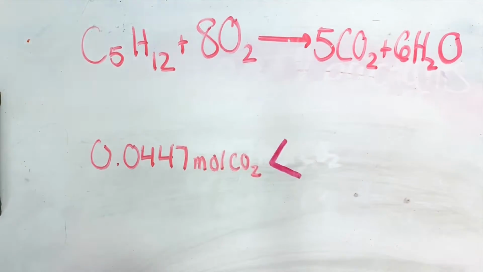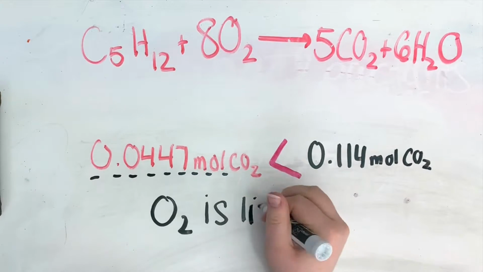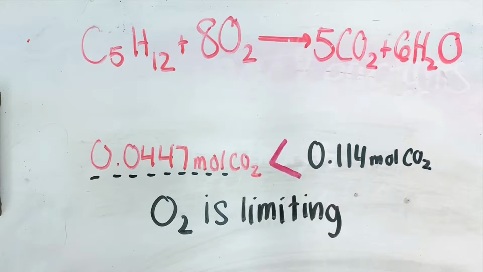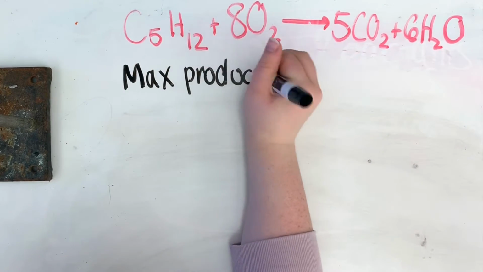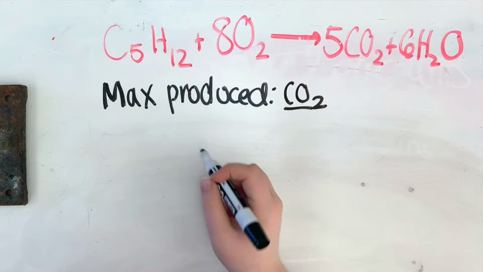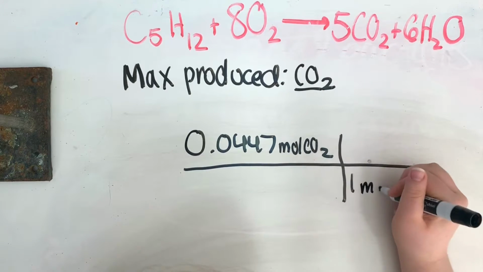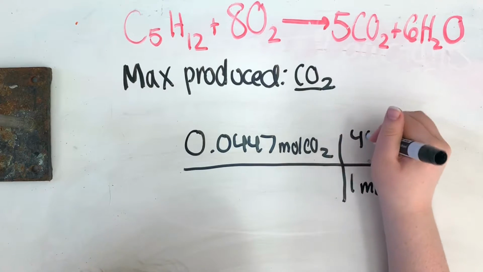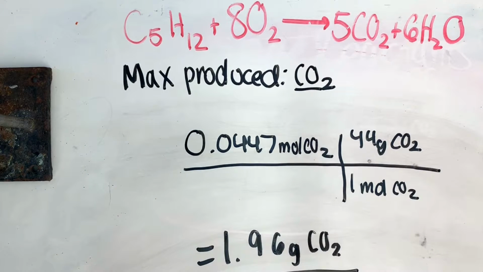And this makes sense because limiting reactants, by definition, limit how much a reaction can occur. And therefore, if the oxygen can produce less CO2 than the pentane can, the oxygen runs out faster, and therefore, it's the limiting reactant. Now, to determine the maximum mass of carbon dioxide that can be produced, we need to use the amount of carbon dioxide produced from our previous work, 0.0447 moles of carbon dioxide, and convert back to grams. You should end up with 1.96 grams of carbon dioxide as the maximum amount of CO2 from the reaction.